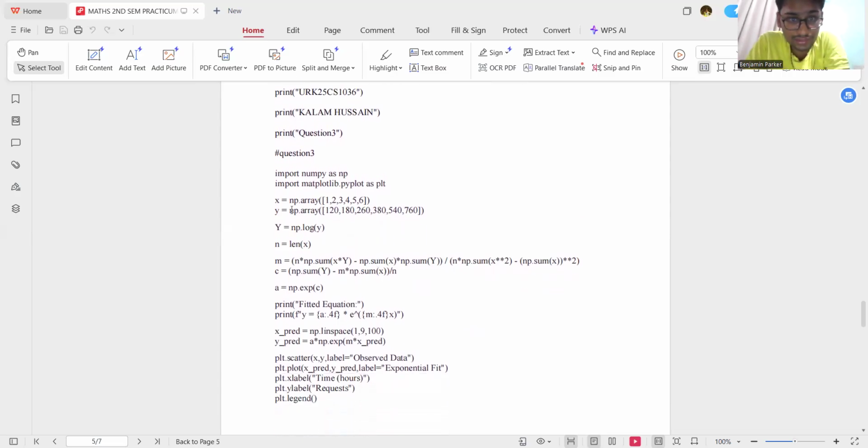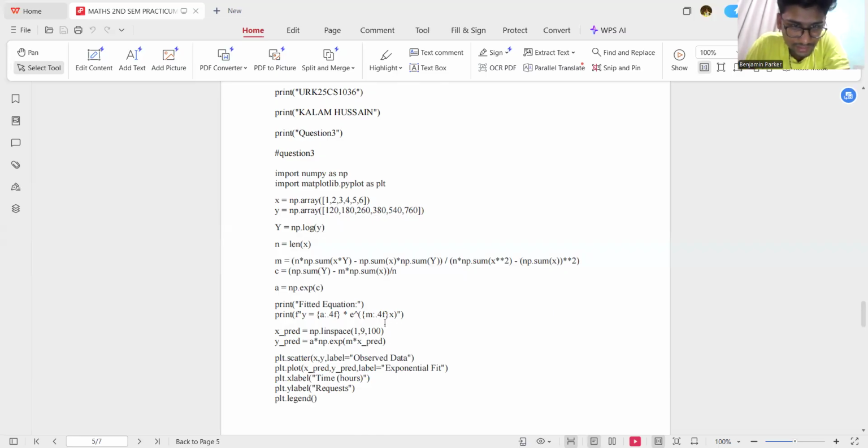We import numpy as np and matplotlib.pyplot, which is already given here. x is also already given. y is equal to np.log(y). n is equal to the length of x. m uses the formula, and c is also similar to that. A is equal to np.exp(c). The fitted equation is printed as y is equal to a times .4f times e power m .4f x.